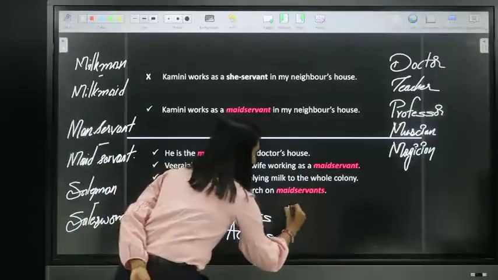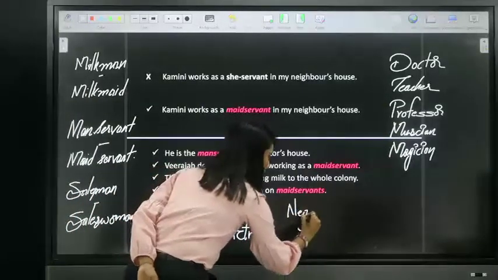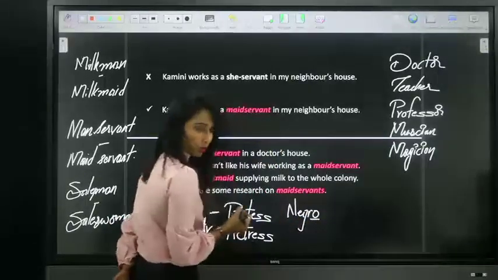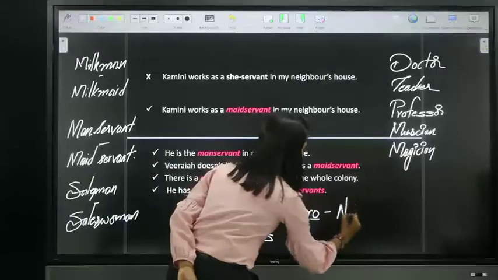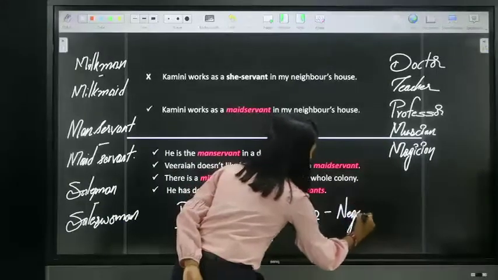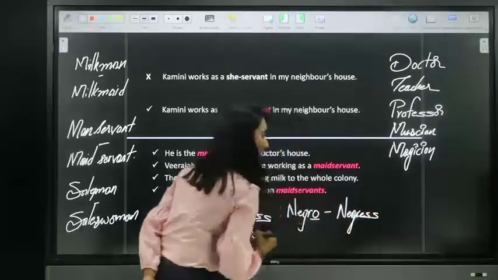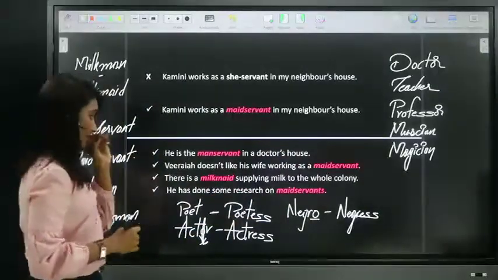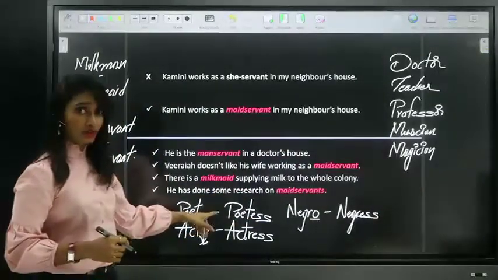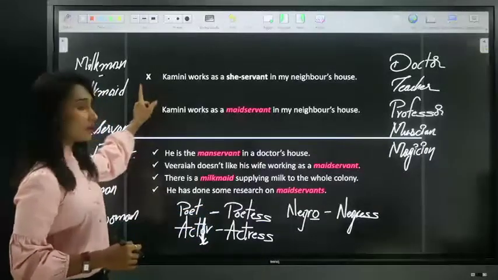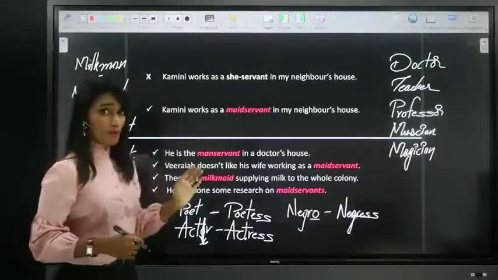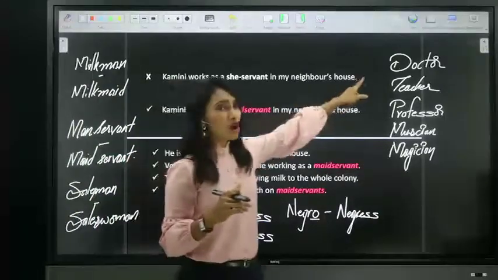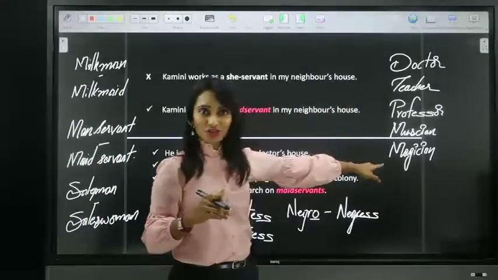Just like Negro. What is the first vowel from last? O, right? So the feminine form is NEGRESS. So drop the first vowel from last before adding ESS. That is our method 3 we have discussed. So remember, only some common nouns have gender difference. Not all common nouns we can differentiate with the gender.